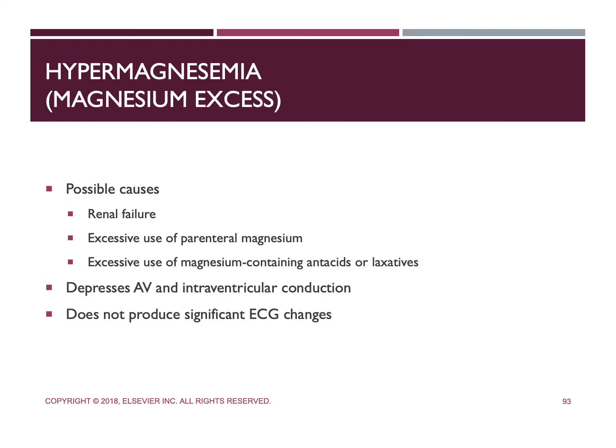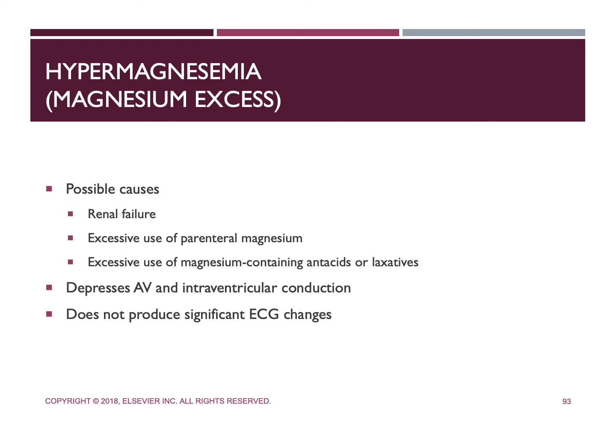So with magnesium excess, or hypermagnesemia, what we're going to see as far as causes are things like renal failure, excessive use of parenteral magnesium, and excessive use of magnesium-containing antacids or even laxatives as well.